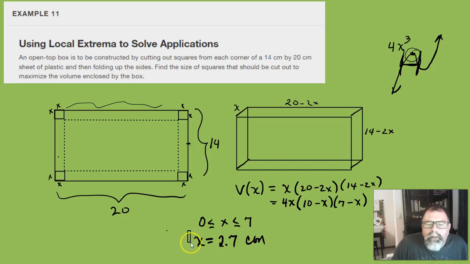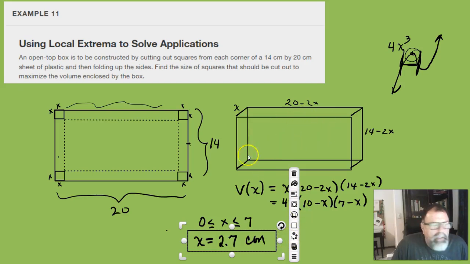So even though it wasn't a global maximum, because of the restrictions that x had to be between 0 and 7, if we looked at just that portion, you can see on that open, well, in this case it was a closed interval, but if you think of the open interval from 0 to 7, we have that local maximum, which the x coordinate would be 2.7.